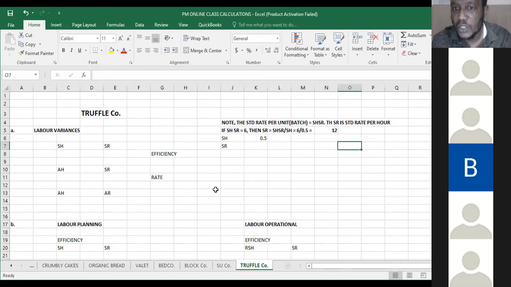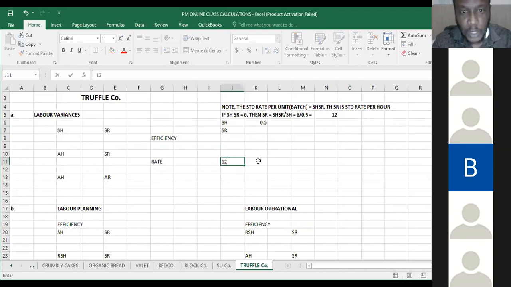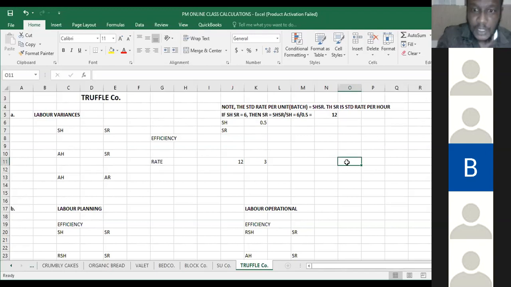So remember, let me show you what I'm saying now. We'll usually see something like 12 here, and then 3. I'm just using an example, and then hour 8. Now this is your standard hour. This is your standard rate. This is your standard hour standard rate. Is this clear?